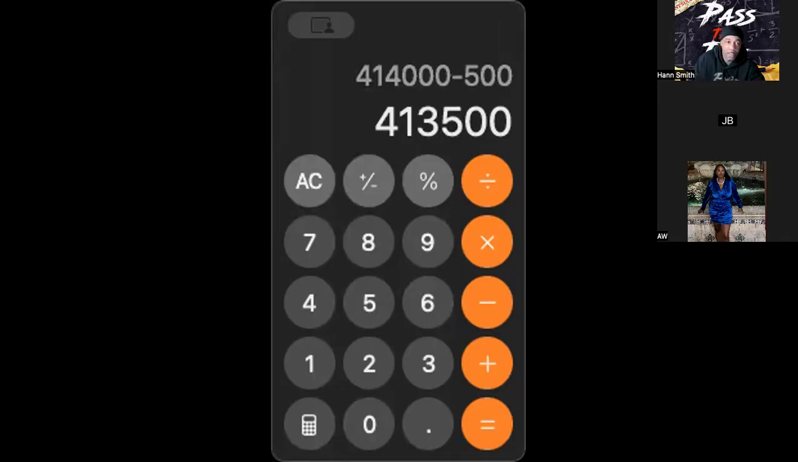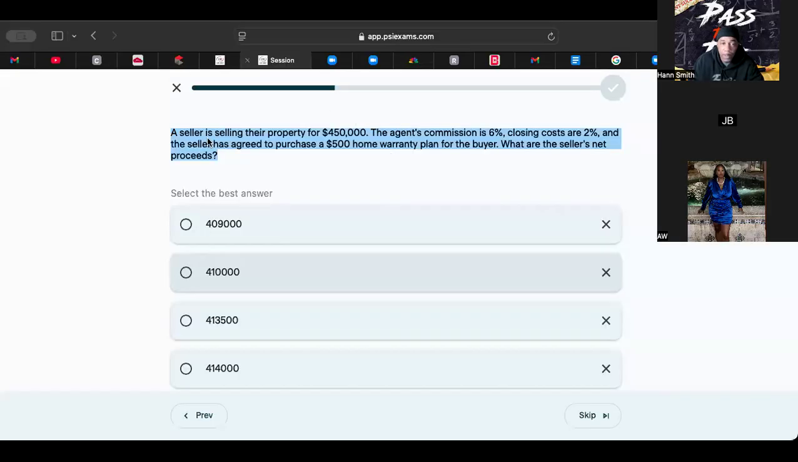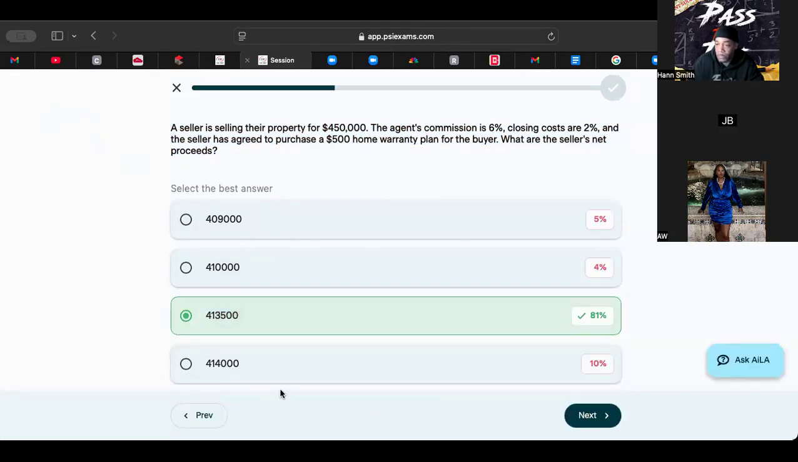All right. So now let's look at this. Let me share my screen. I brought the problem up on PSI. A seller is selling a property for $450,000. The agent's commission is 6%, closing costs are 2%, and the seller has agreed to purchase a home warranty plan for the buyer. What is the seller's net going to be? Going back to my calculator, looking at the answer, it says 413.5. And the reason why I love math is if I know what I'm doing, it ain't no guesswork. It's 413.5. We answered it right.